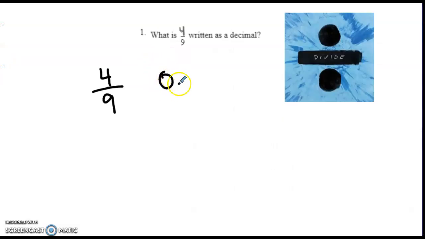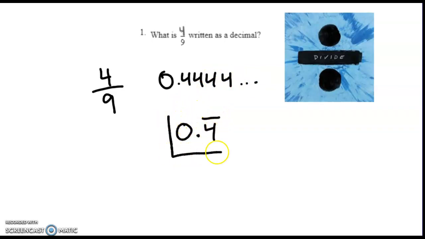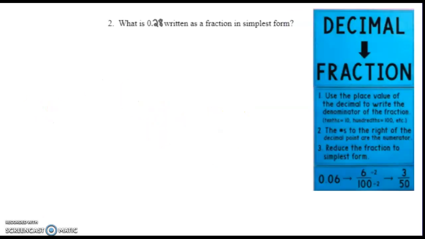All right, so I'm not going to write 0.44444 forever, but I am going to show that it's repeating. So I'm going to put 0.4 with a line over it. That line tells me that that decimal repeats. So that's how I would change it to a decimal. Let's look at the next one.